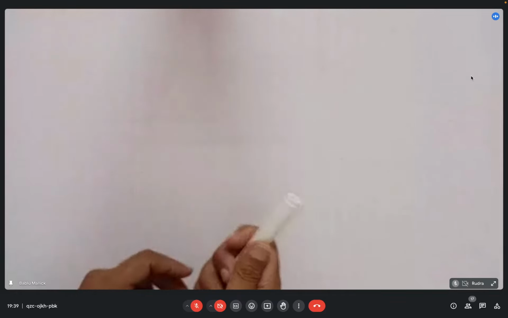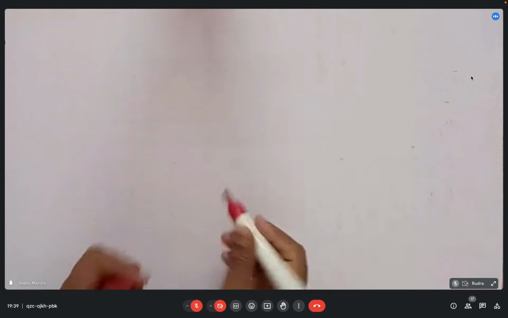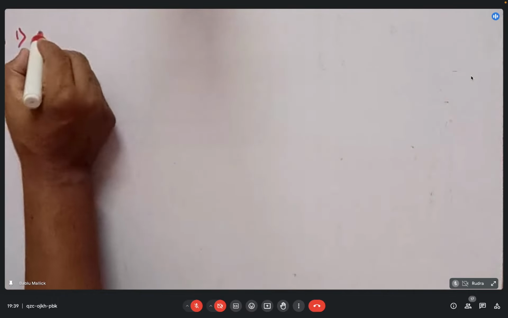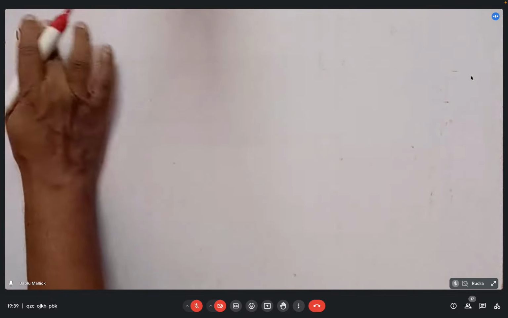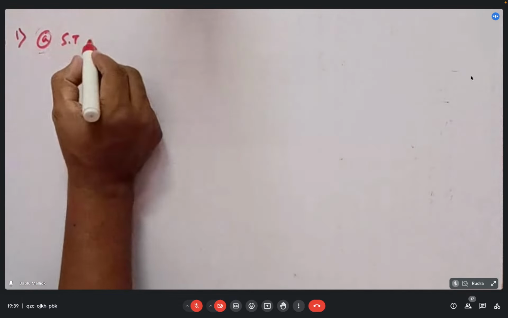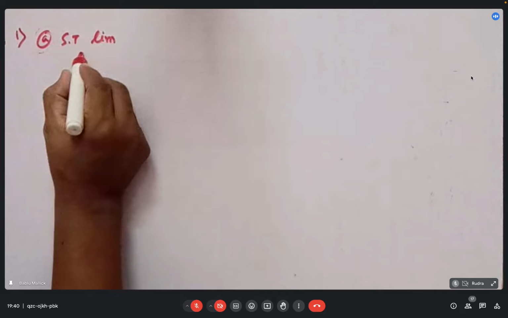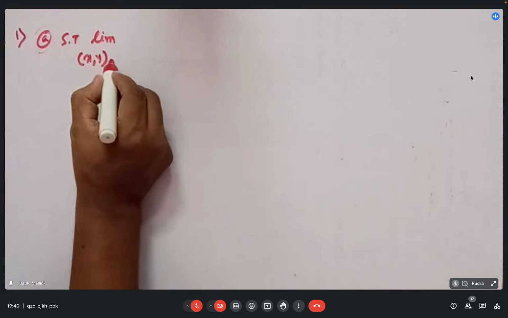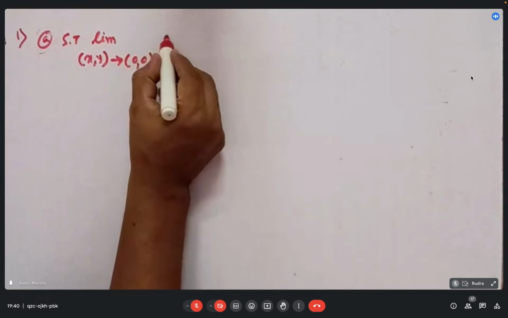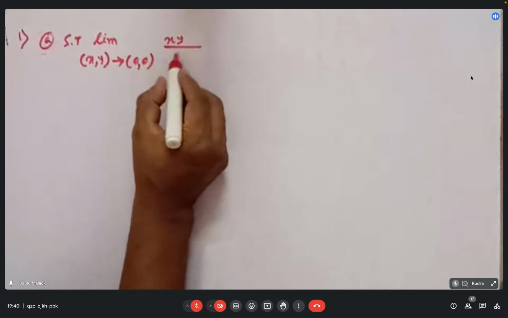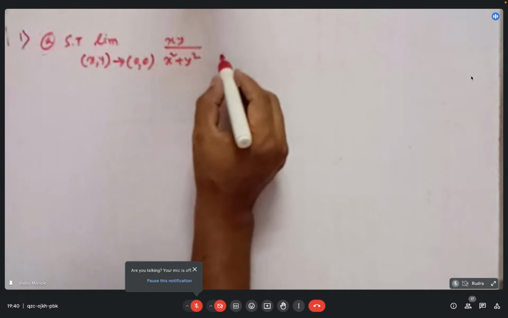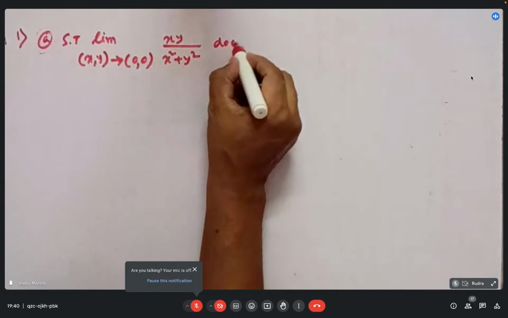So that question is this. Number 1 part A. So that limit x comma y tends to 0 0, x y divided by x square plus y square, does not exist.